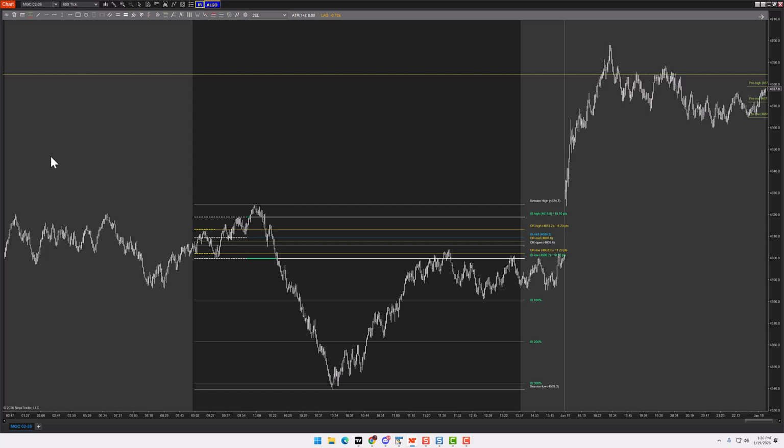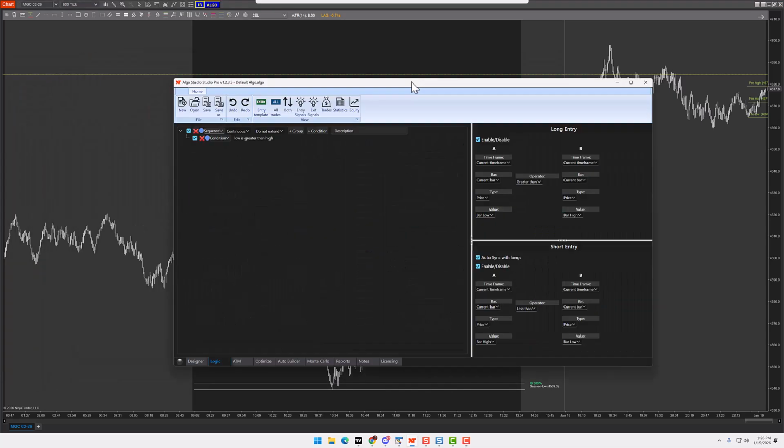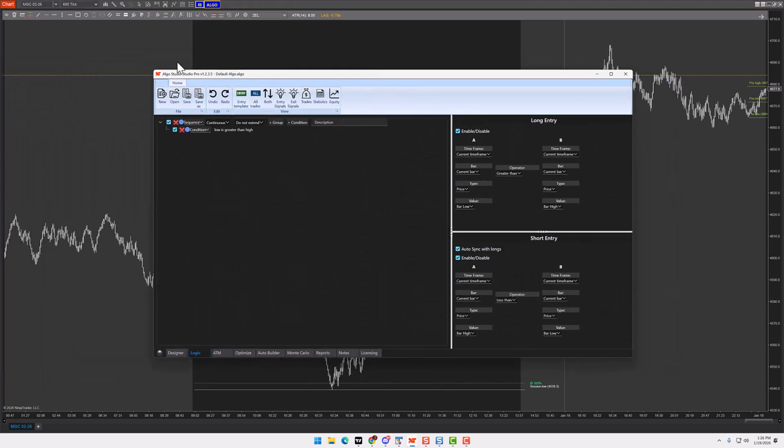And in the process, I'm kind of demonstrating the product. So here I'm coming over here now. If you own Algo Studio Pro, this is just a little tip.